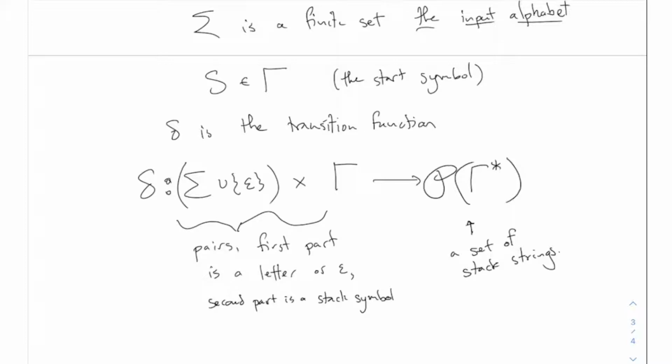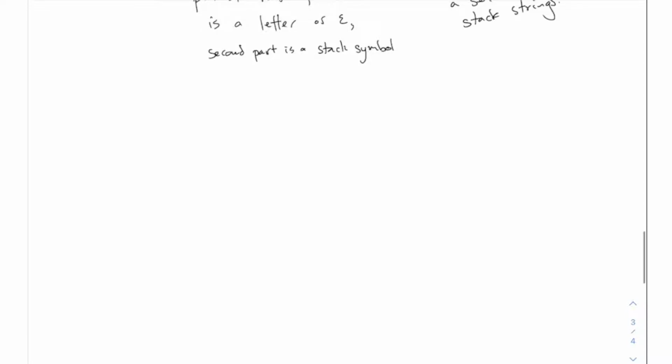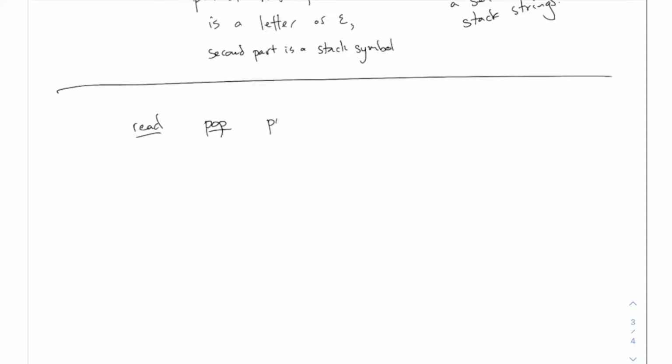I thought we should just do an example, though. Here is a stack machine, which I'll write in the ordinary way with the read, pop, push. Let's say read A, pop S, push S1. I'm using a 1 on the stack here. Read B, pop 1, push epsilon. Read epsilon, pop S, push epsilon, and read epsilon, pop S, push 1, 1.